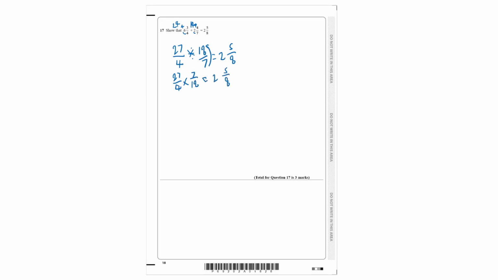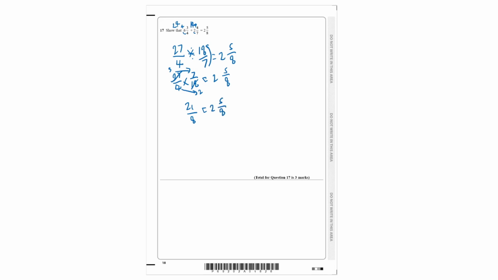Now we can find the highest common factor between 27 and 18, which is 9. So 27 divided by 9 is 3, and 18 divided by 9 is 2. Now we can freely multiply. 3 times 7 is 21, and 4 times 2 is 8, is equal to 2 5/8.